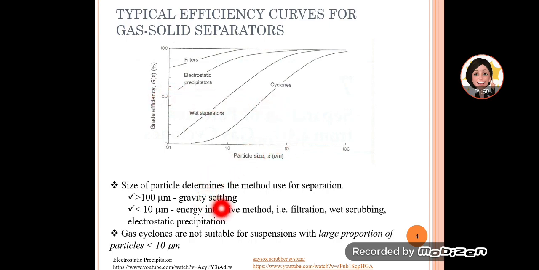Gas cyclones are not suitable for suspensions with a large proportion of particles less than 10 micrometers. There is too much of this size of particles, so gas cyclones will not do so well. If you notice, the efficiency hardly even reaches 50% for the ones below 10 micrometers.